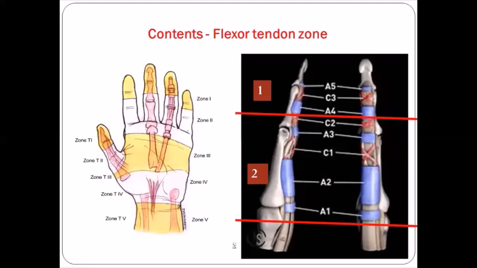So here you can see in zone 1, A4, A5 and C3 are present, whereas in zone 2, the A1, A2, C1, A3 and C2 pulleys are present, along with the flexor digitorum superficialis and profundus tendons with the neurovascular bundles. So there are many structures present in the zone 2 area. That is why when there is an injury in zone 2, the prognosis is poor. That's why it is called no man's land.